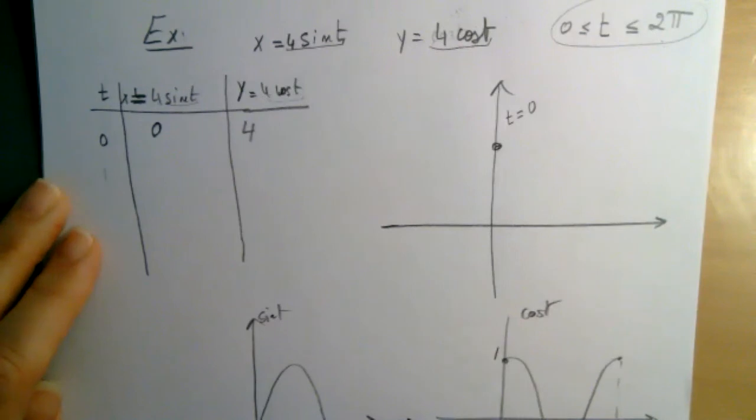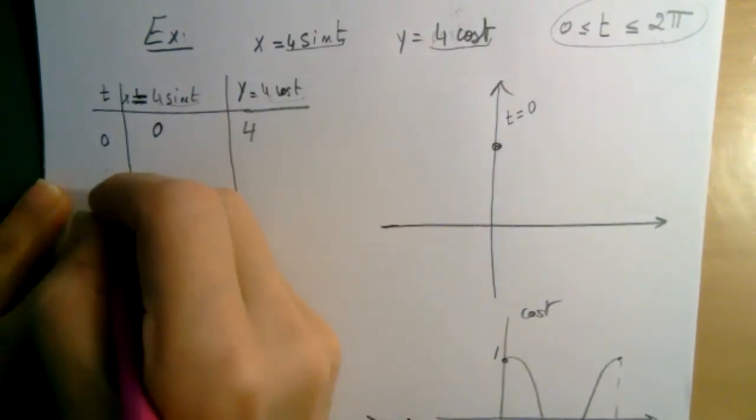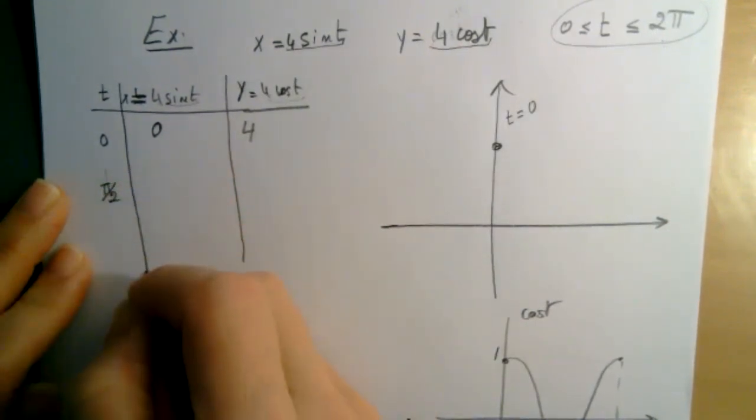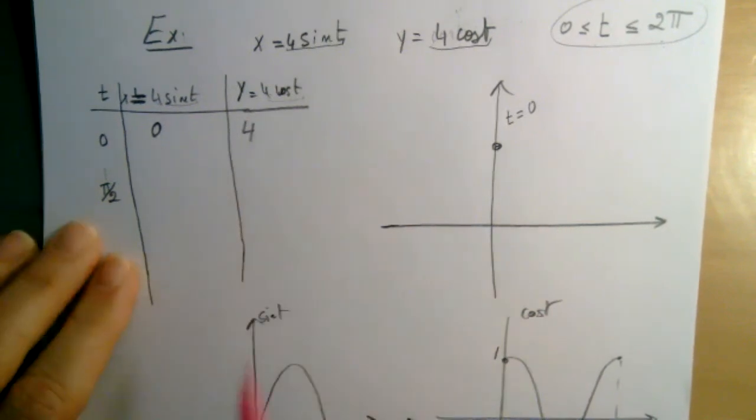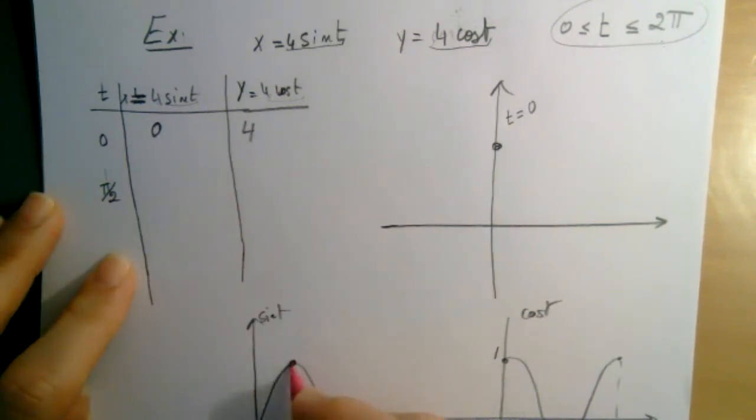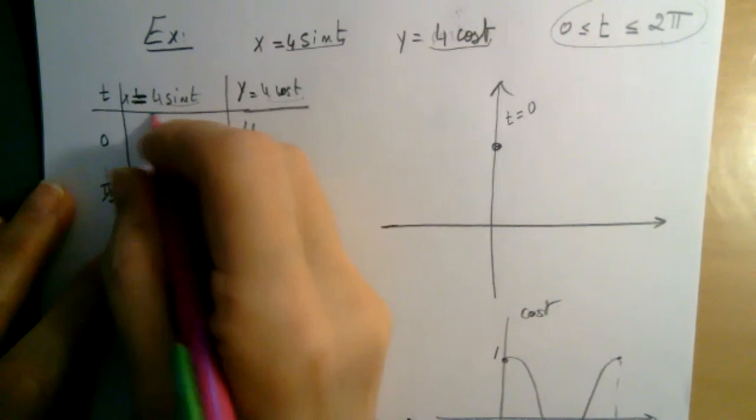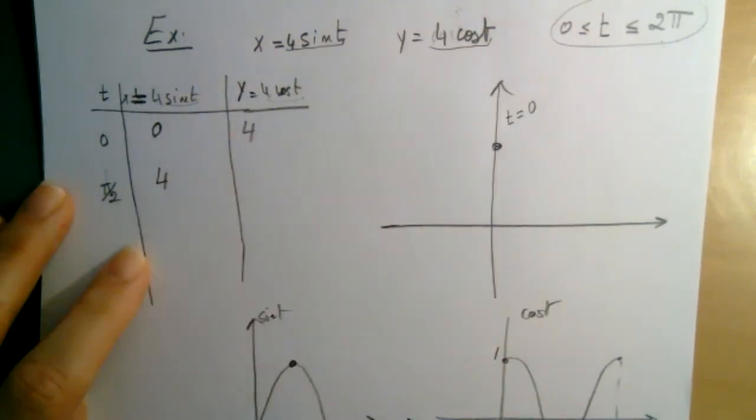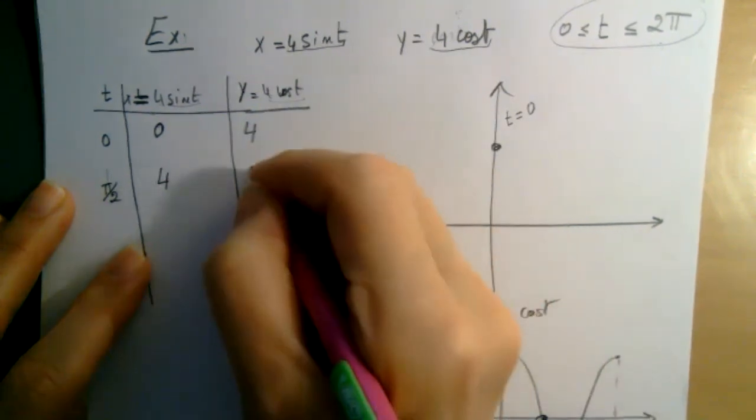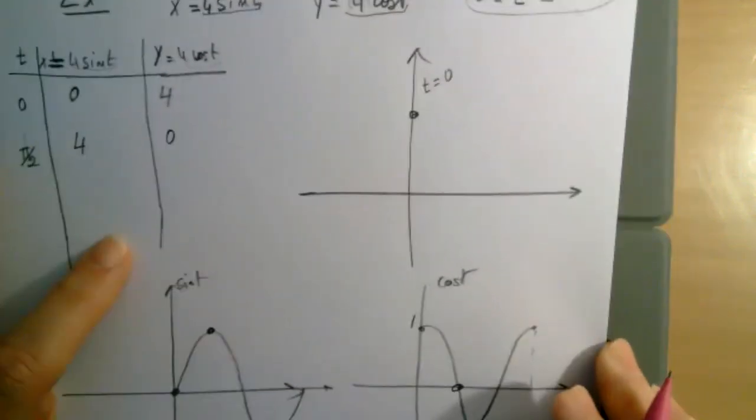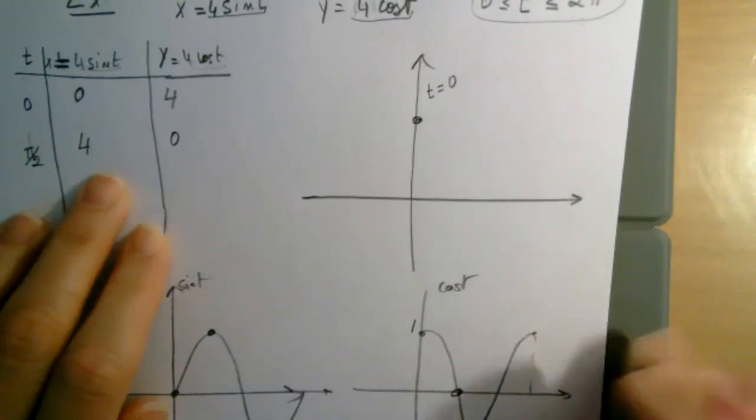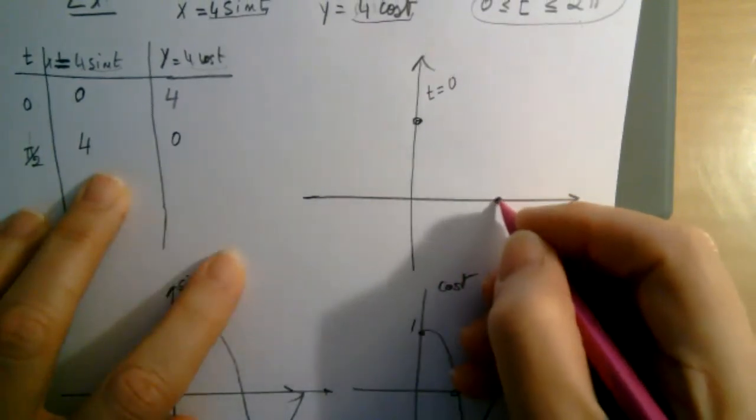Now I will take pi over 2, because, you know, those are nice values. Sine of pi over 2 is a 1. That's a 4. And for cosine t, cosine of pi over 2 is 0. That's a 0. And for t equal pi over 2, I am at 4, 0. I'm right here.